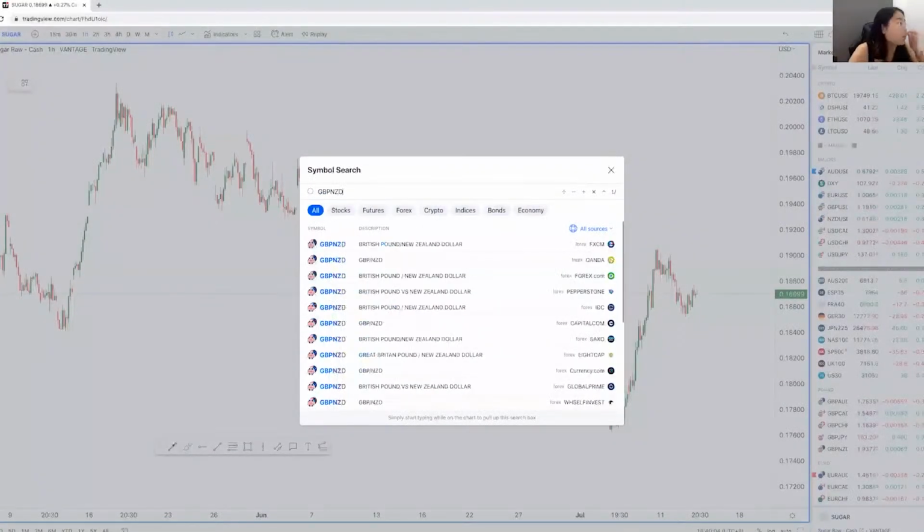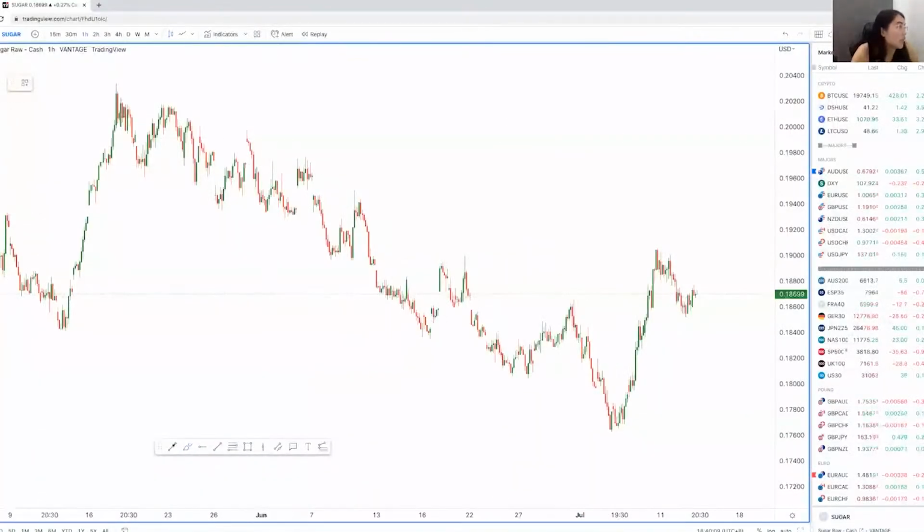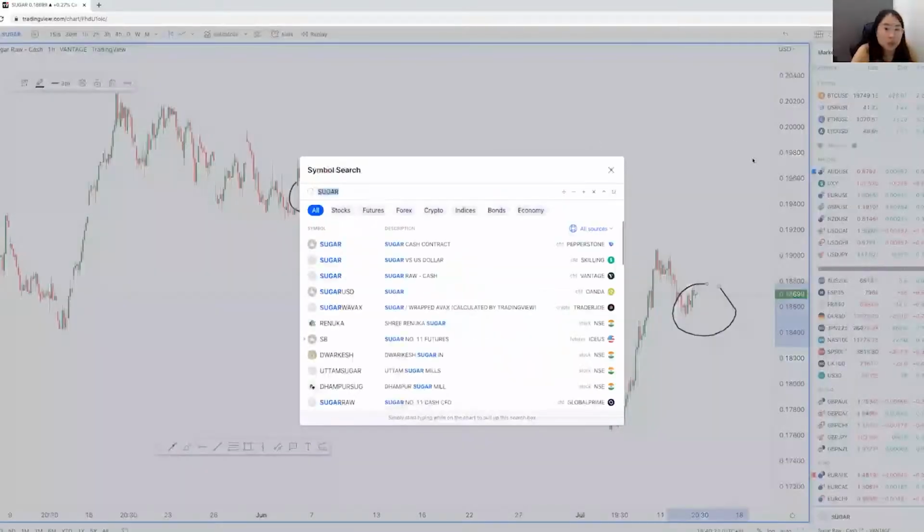Let's try to do a Forex pair, because one thing about the sugar chart, it depends on the chart you use as well. This particular chart I wouldn't want to use because there's a lot of gapping. It's probably because it is not a 24 hours chart. This chart is closed. Okay, let's try to do GBP NZD.